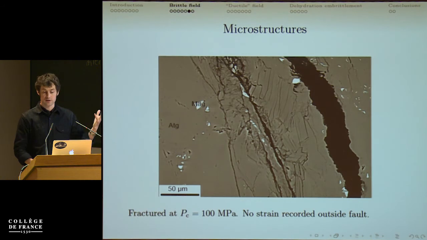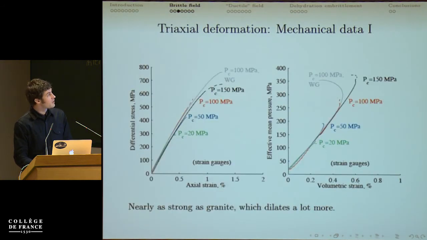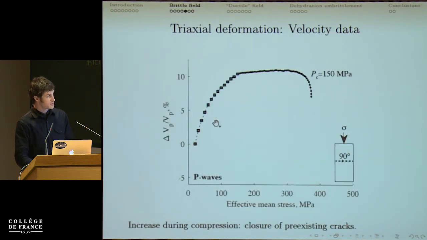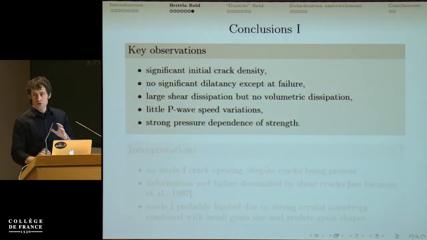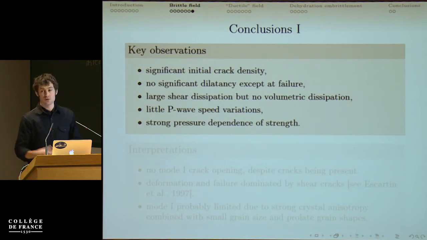It's an extremely brittle material, and it's actually very strong. If you go back to this plot, it is almost as strong as granite, even though there's no dilation, there's no cracks outside the main fracture in this rock. So the conclusion for that part is that we start with a material that's isotropic but has loads of pre-existing cracks, and we can close them. But these cracks do not propagate when the rock deforms, unless at failure on the fault plane. We have a large shear dissipation, but no volumetric dissipation.